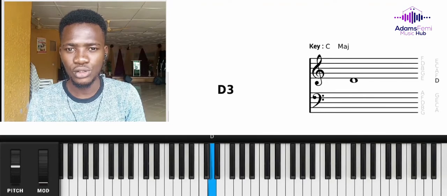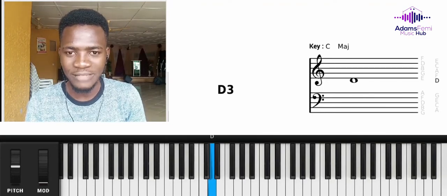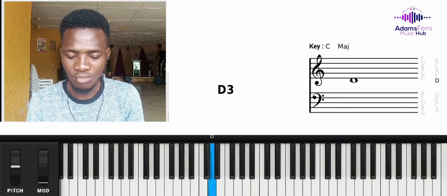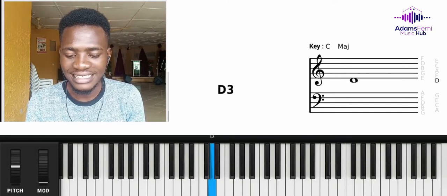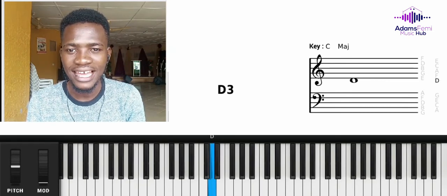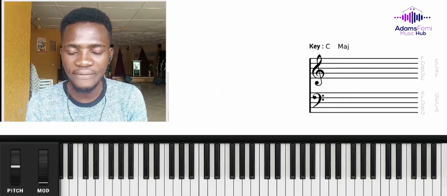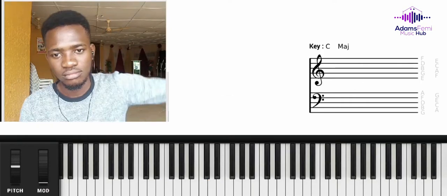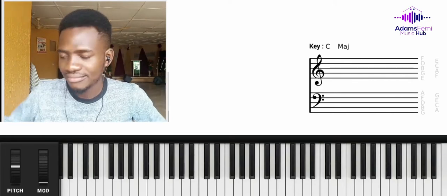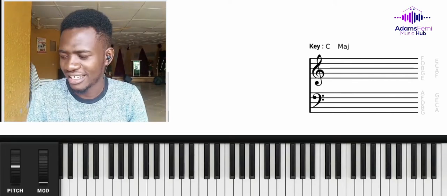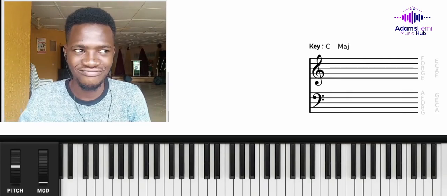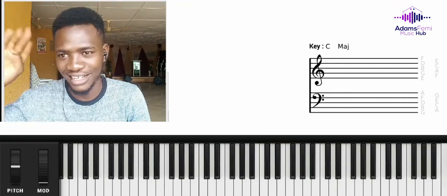But on D, if we want to move to the right by a half step, we have what? D sharp. Let's try it again. It is D. Moving to the right by a half step, we have D sharp. Moving to the left by a half step, we have D flat. For the left you have flat, and sharp towards the right. This is my right hand, on your screen pointing towards the left.